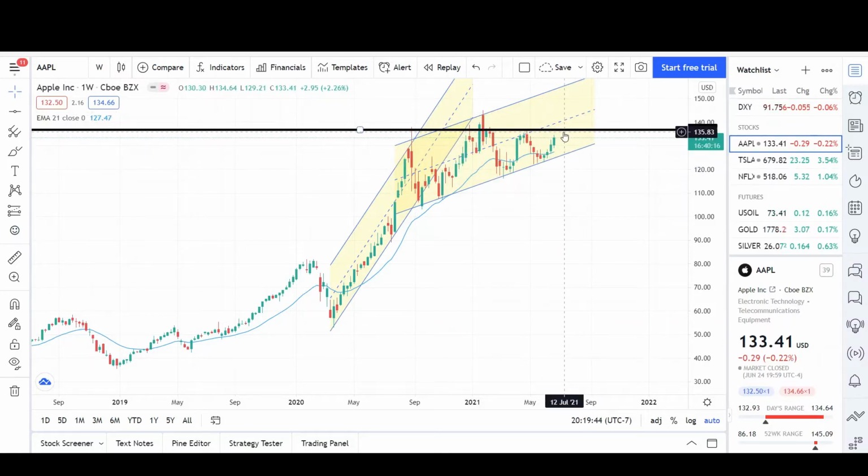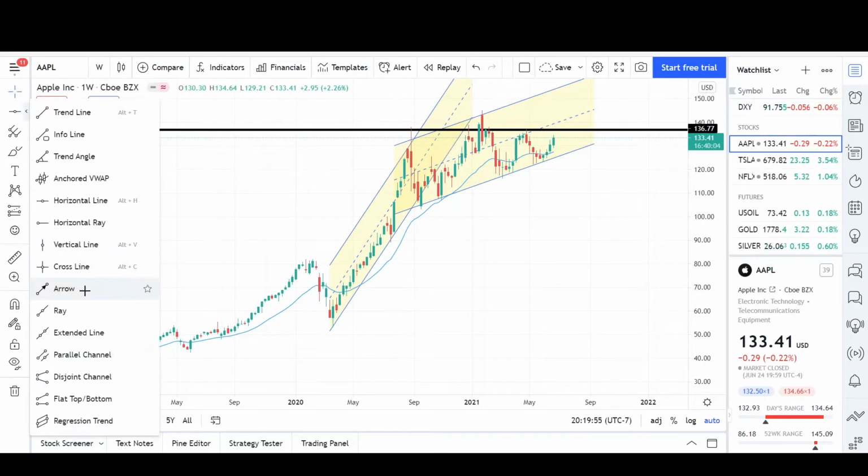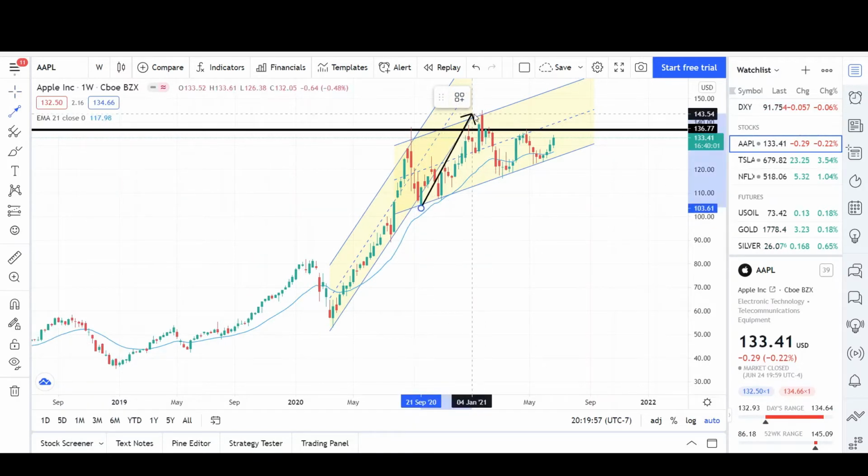This would have been a great long to take and then exit. And if you want to be aggressive, you can hold it all the way to the other side of the channel. But if you want to play conservative, you could take some profits at this level. Let's see. I also see if you were to go for a long, this would be a good target.